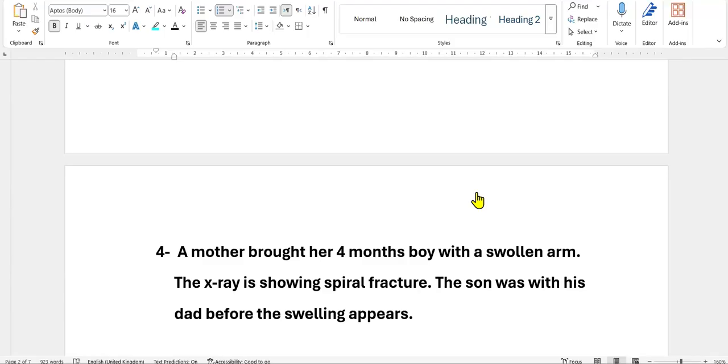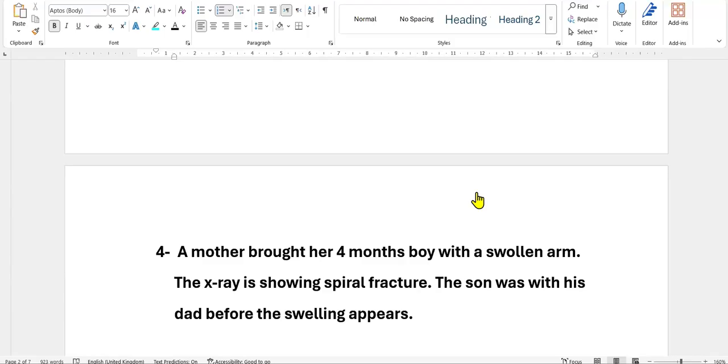For that, I would like to explain to you that the spiral fracture usually appears in young children and babies when their arm is forcefully twisted. Do you have any idea about that? Twisted? No, I don't have any idea. No, why should I twist my child's arm?